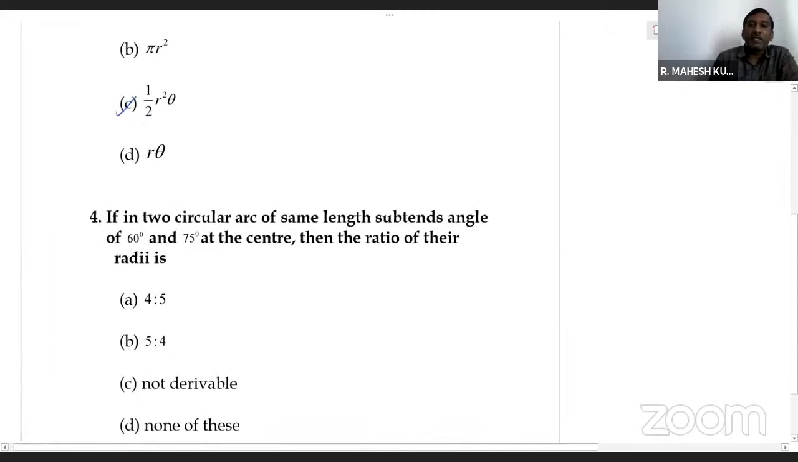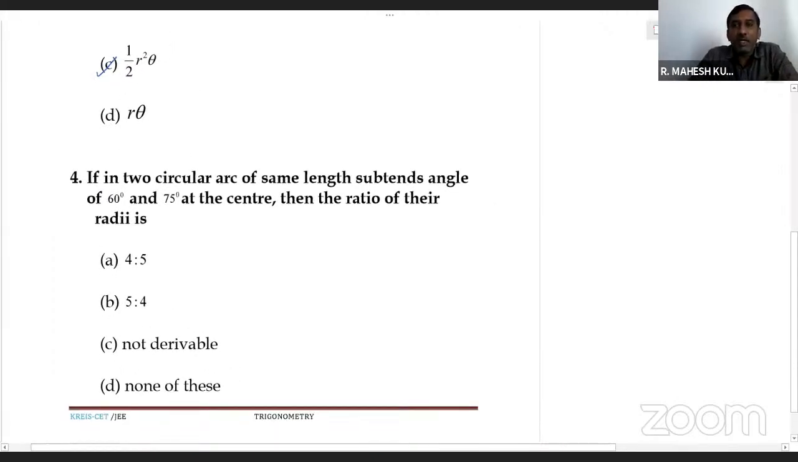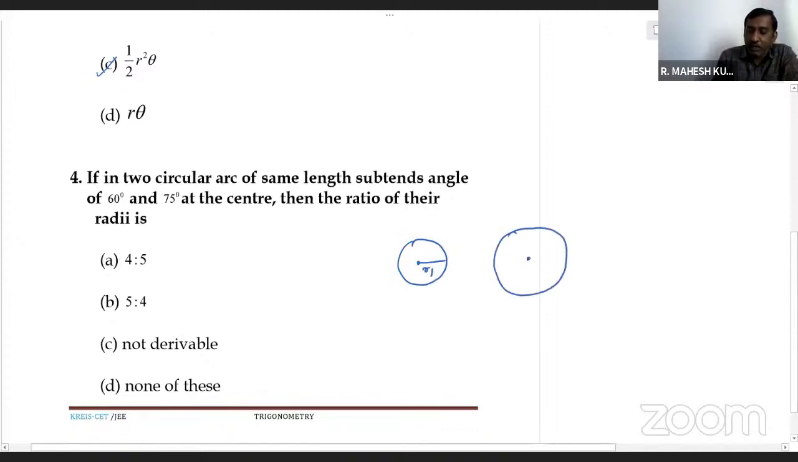Now come to the next question. In two circle arcs of same length, of 60 degree and 75 degree at the center, the ratio of their radii is... So there are two circles here. I will take circle 1 whose radius I will take as r1, and there is another circle whose radius is going to be r2. You don't know whether r1 is equal to r2 or not. And the length of the arc of the first circle is L1. Length of the arc of the second circle is L2.